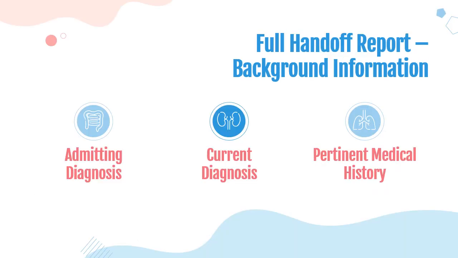Next, you want to give background information, like what is the admitting diagnosis versus what's the current diagnosis. Sometimes patients are in the hospital for long enough that their admitting diagnosis isn't actually what's currently happening to them at this time. So what's the current diagnosis? And also, what's their pertinent medical history?